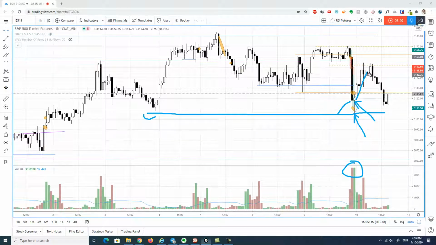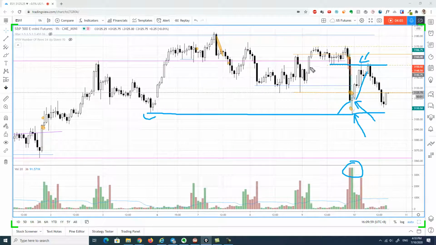So here comes the rally up, and eventually we have some kind of resistance here. You can see we did close below the resistance level, with some kind of rejection tail here. This is the line formed as resistance at around 3150.